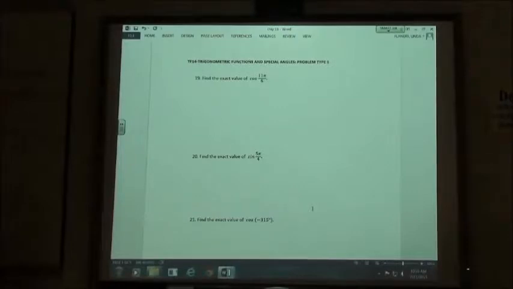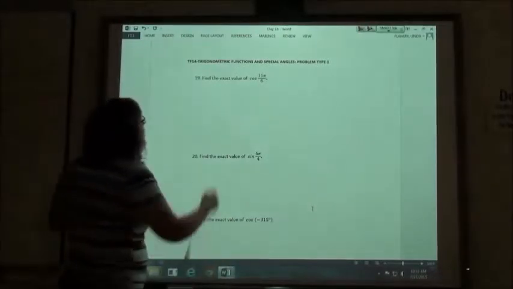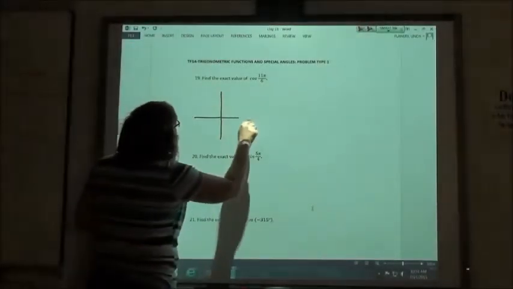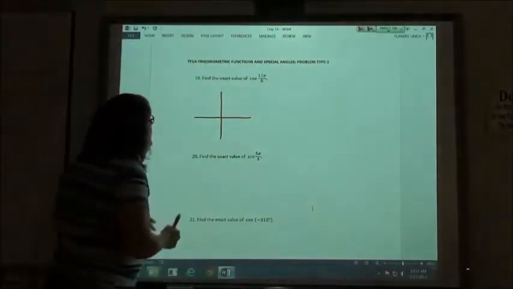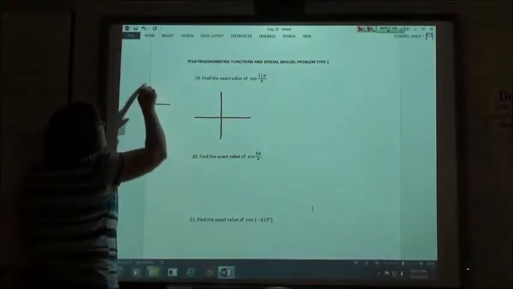19, 20, and 21 go back to finding the value of sine, cosine, maybe even tangent, for the angles that we have. So again, we have to know where they're at, and we have to know our reference triangles. In this case, since it's a pi over 6, we know it's going to be a 30, 60, 90.